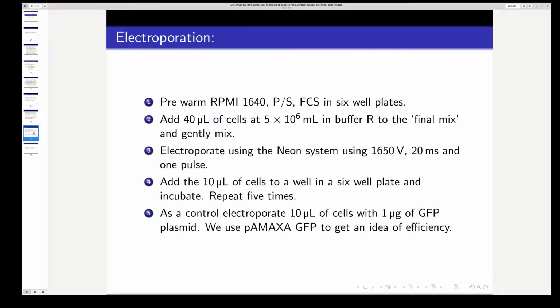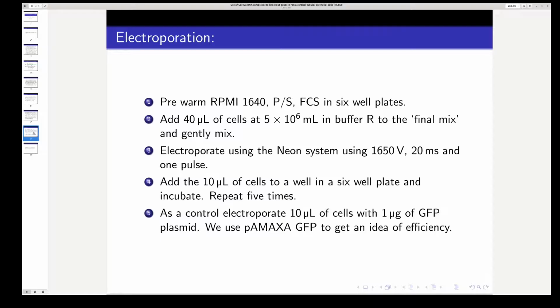So in preparation for the electroporation, you warm up your RPMI 1640, pen and strep, fetal calf serum and 6 well plates, so it's nice and warm. Add 40 microliters of cells at 5 times 10 to the 6 per mil in buffer R to the final mix, and then electroporate using the Neon system, and we use 1650 volts for 20 milliseconds and 1 pulse.